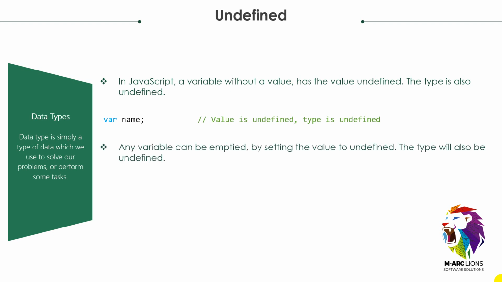Then any variable can be emptied by setting the value to undefined. If you have a variable and you want to make it empty, just make it undefined. How? You have a variable name and you write name equal undefined, so it is going to be empty. It will have no further value and its type will be empty as well, because then again you can assign any kind of data type to name. You can make it an integer, whatever you want, because as you write this line name equal undefined, its value is undefined and its data type is also undefined.